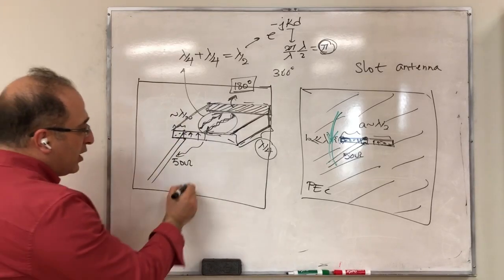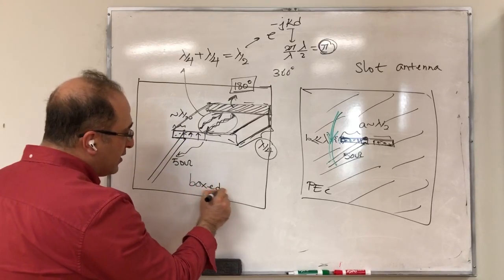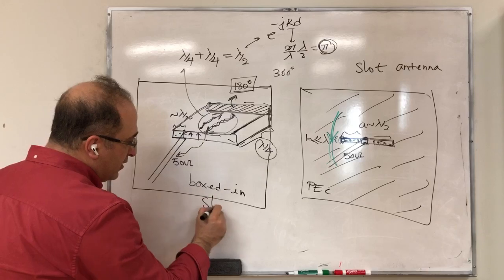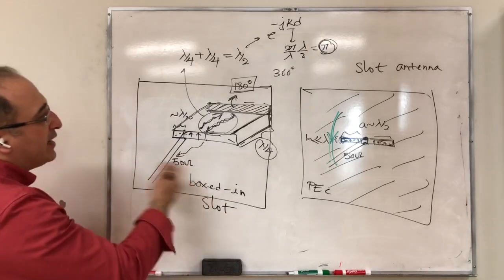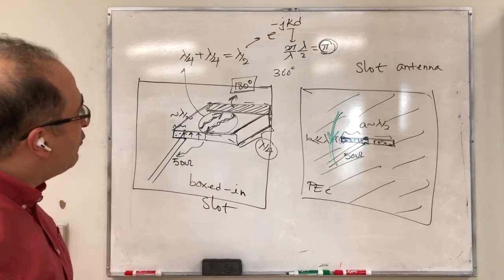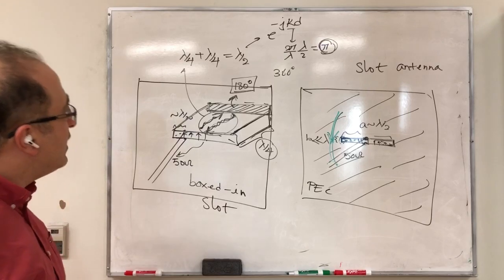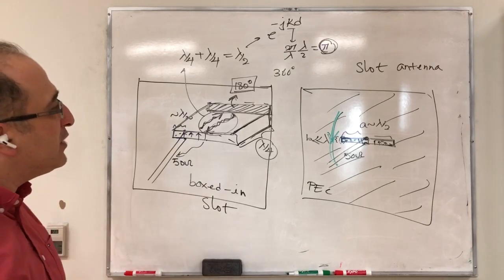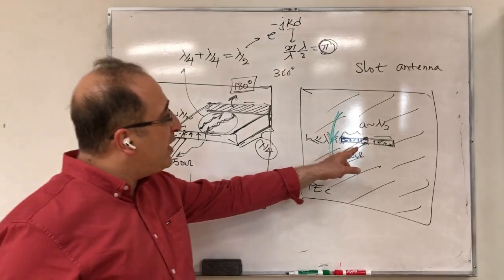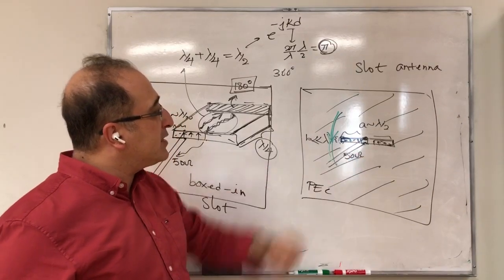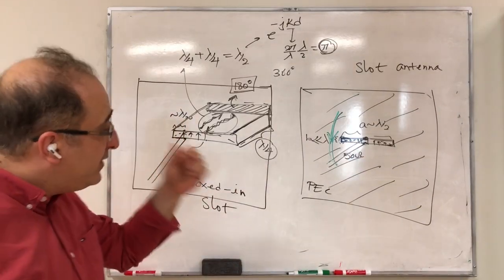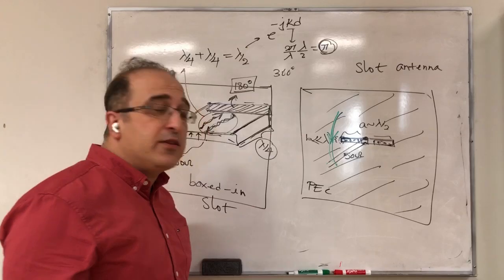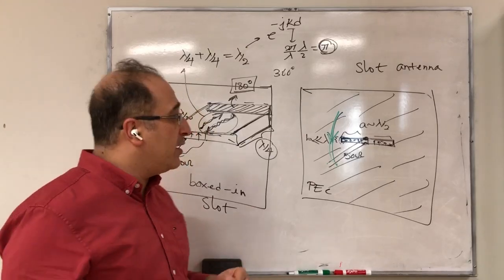So this is called a boxed-in slot antenna, so that you can get your forward direction radiation. So this is something to keep in mind. But now, if we continue our focus on this, this is very closely related to the dipole antenna, in fact.